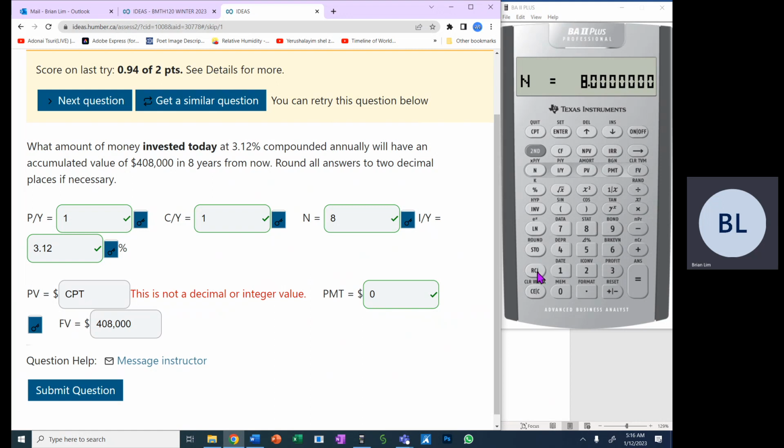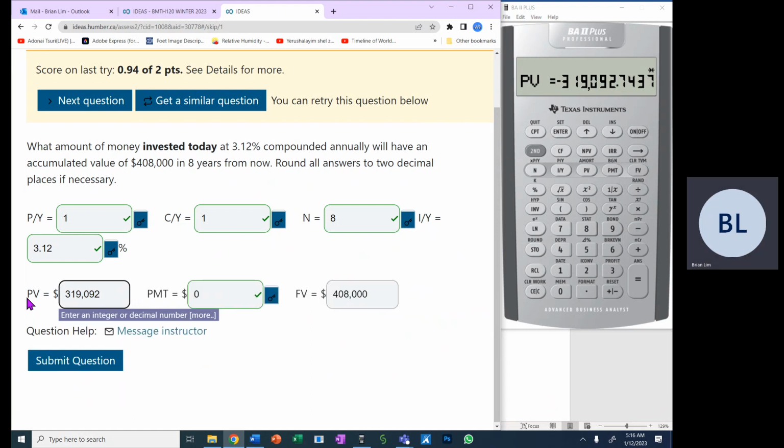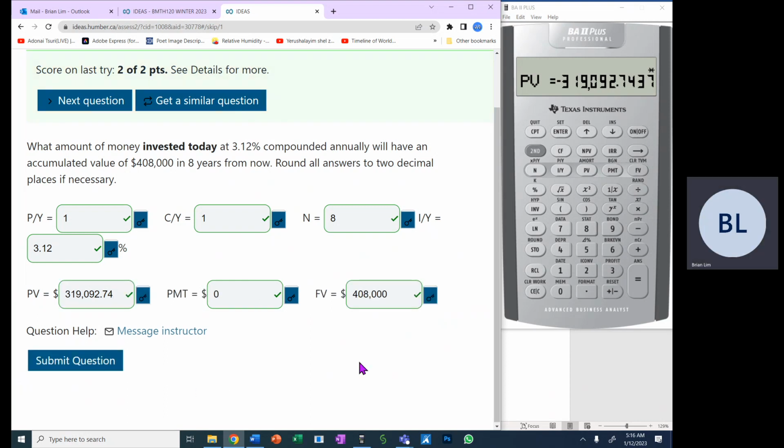And now actually, we don't need to enter numbers. We can recall the present value, the incorrect entry, and we put it into the future value. And now we go and we compute the present value. And now the present value is 319,092.74, and it should be correct now. And there we are. It is correct. So I should have read this better. Invested today would mean that the computation is on the present value, not the future value. All right, so let's go to the next question.